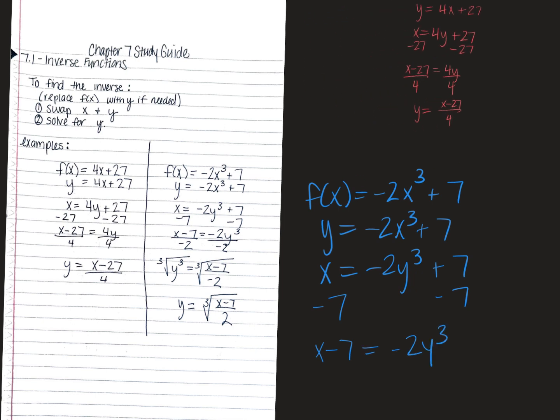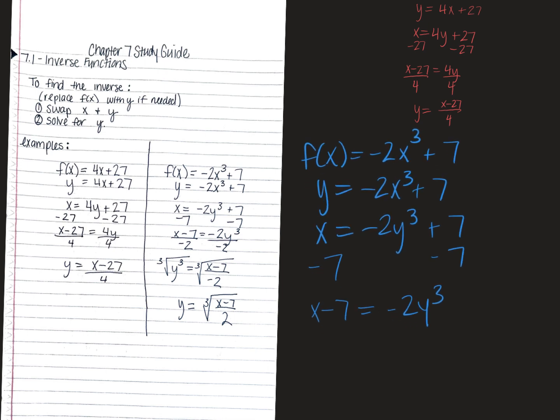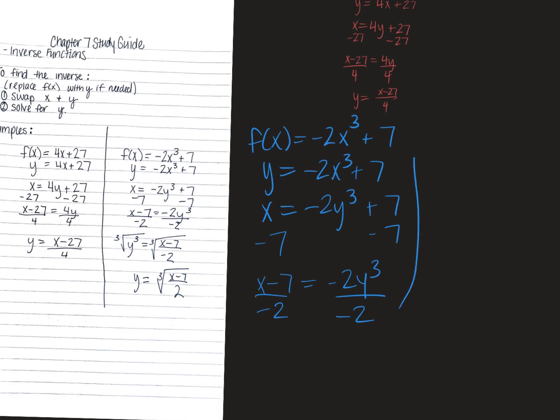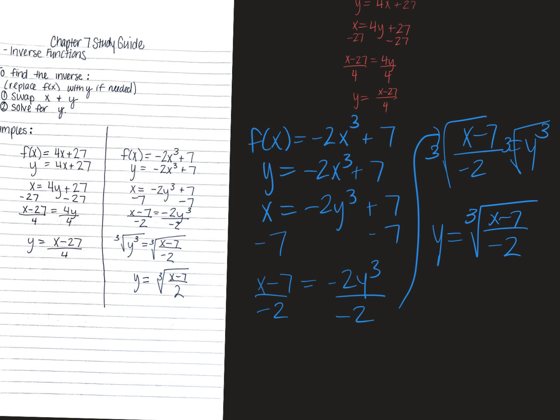Don't you have to take the cube root of both sides? Almost. We need to do something else first. You divide first. Yeah, divide by the negative 2. Then take the cube root. So you have x minus 7 over negative 2 is y cubed. Yes, then to get rid of that cube, you take the cube root. So y is equal to the cube root of x minus 7 over negative 2.